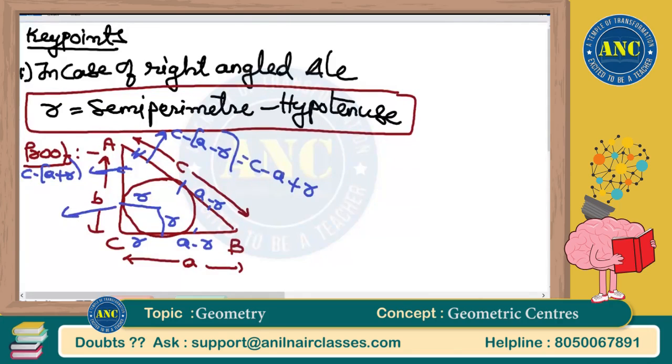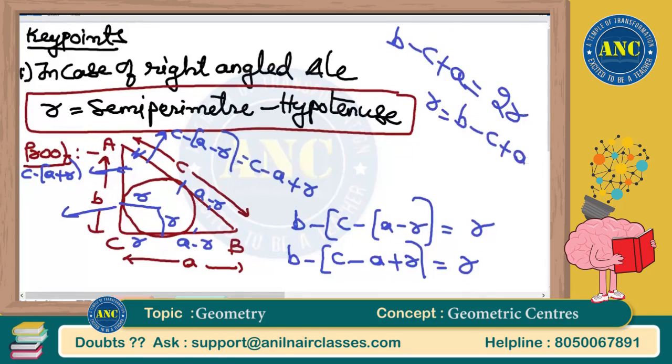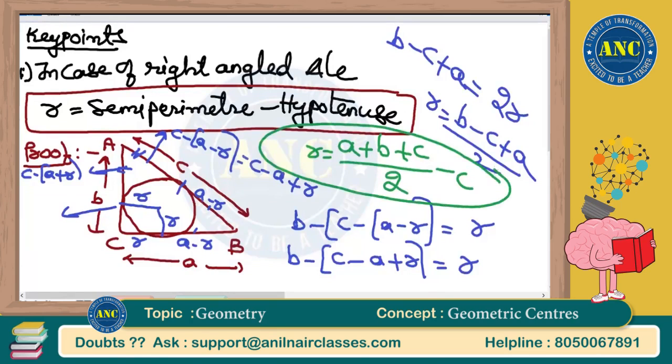So what will be this value? This is B minus of C minus of A minus R, which is nothing but R. B minus of C minus A plus R, which is nothing but R. B minus C plus A is nothing but 2R. R is nothing but B minus C plus A by 2, which again, can I write it like this, A plus B plus C by 2 minus C, which is nothing but semi-perimeter minus hypotenuse.